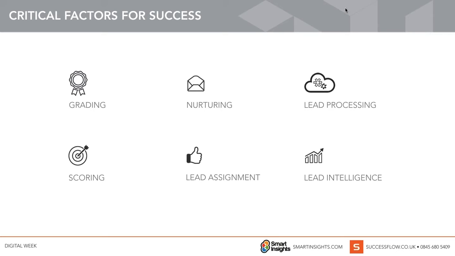So the areas we're going to look at: grading and scoring, which are aspects of how you're going to prioritize your leads; nurturing and lead processing, in terms of taking leads in the database and nurturing them through to a status that's ready for sales to engage; and then how we're going to automate the lead assignment and process, and what kind of lead intelligence we need to give to the sales team to really allow them to do their job effectively.